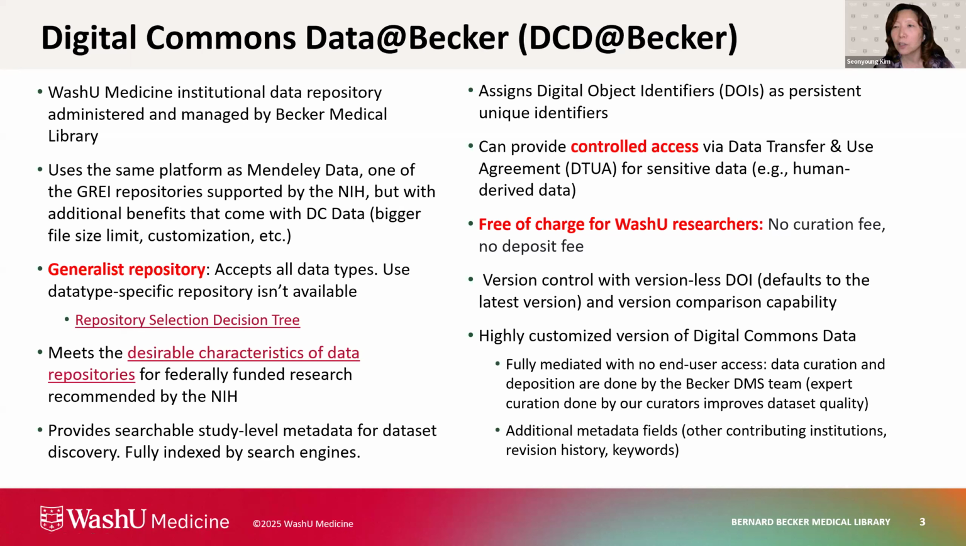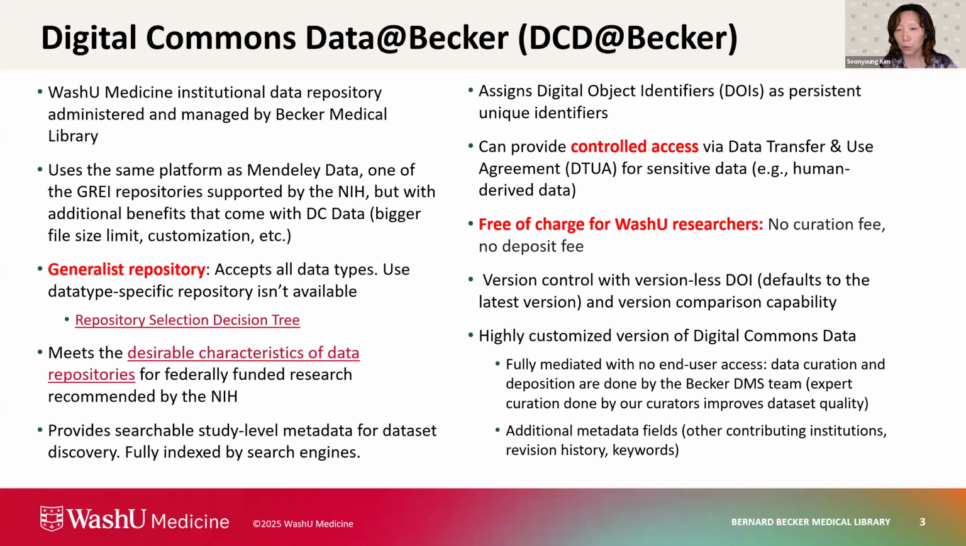This is a unique thing about our repository: no institutional repository that I know of offers controlled access, but ours does. Because we are a medical school, we have a lot of sensitive data. So we provide controlled access, which means people have to sign the data transfer user agreement for sensitive data. Then we give them access to a data set for a limited time, and once they download, we close it. So we have more control. And an important fact, it's free of charge for WashU researchers. No curation fee, no deposit fee, even though we fully mediate the process.